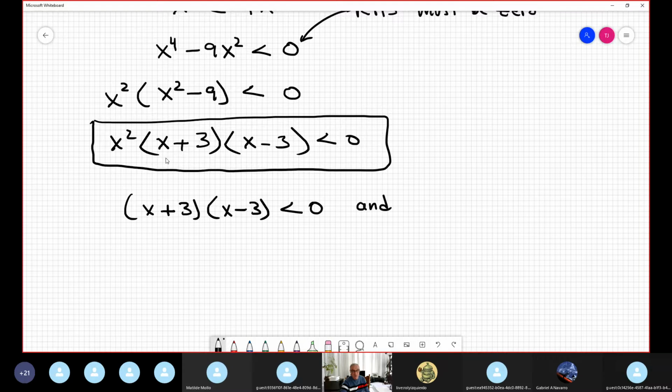And don't forget that x is not 0. Okay, this is a compound inequality that includes another polynomial, because it contains 2 factors. And don't forget to exclude 0 in the game, because 0 here may create 0 here, and 0 is never less than 0. This is a contradiction. Okay, so this is equivalent to this.